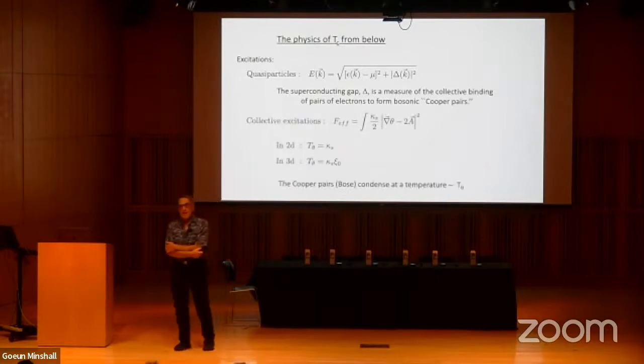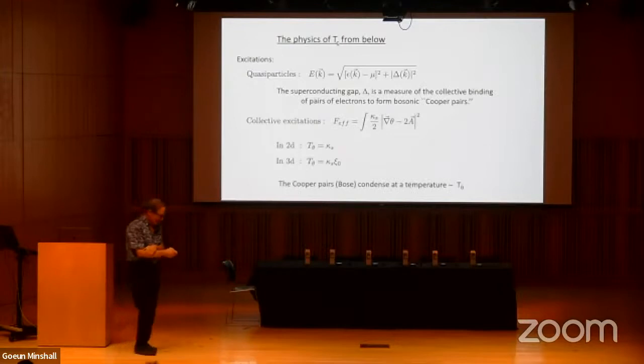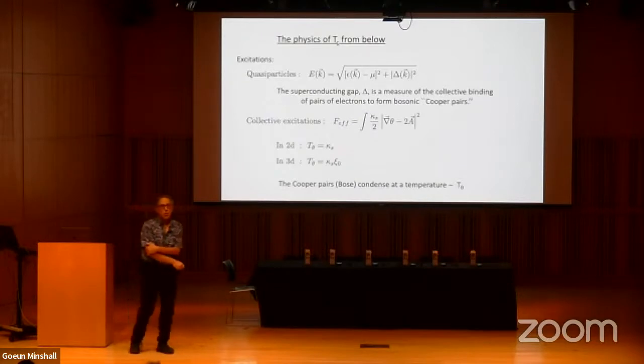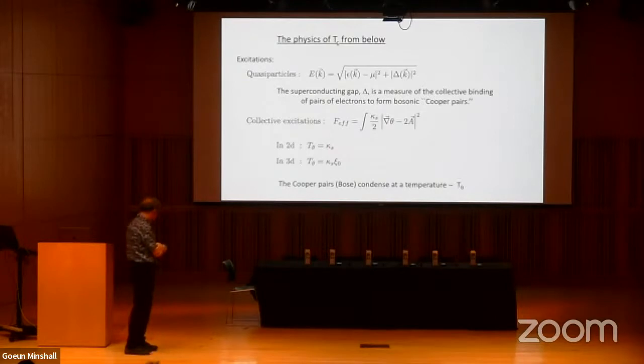Then there are also collective excitations. This is a superfluid, and the collective excitations at long wavelengths are generically defined by an effective free energy that has one physical thermodynamic constant in it called the superfluid stiffness, kappa sub s. And this is an important thermodynamic characteristic of the superconducting state, which characterizes its stiffness to distortions of the superconducting phase. In two dimensions, this quantity already has the units of energy or temperature.